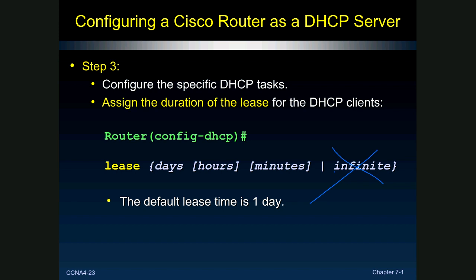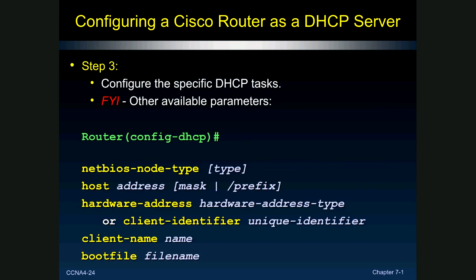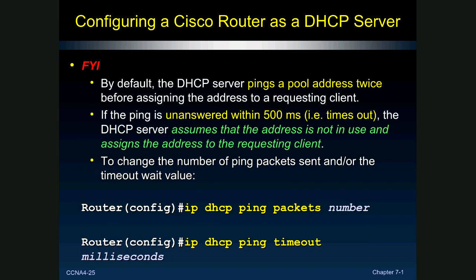Now, a trick here is if you change ISPs and you have to change your IP addresses within your company, you can set the lease time to 1 hour or something, and then everybody's address will quickly expire, and then you can give them the new addresses that you're getting from your new service provider. Okay, so here are some commands that are not commonly used, like the NetBIOS type. We're not using the old NetBIOS stuff. Just for your information, there's other parameters that are available.